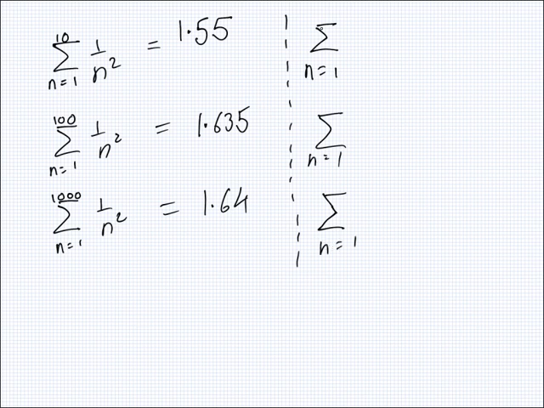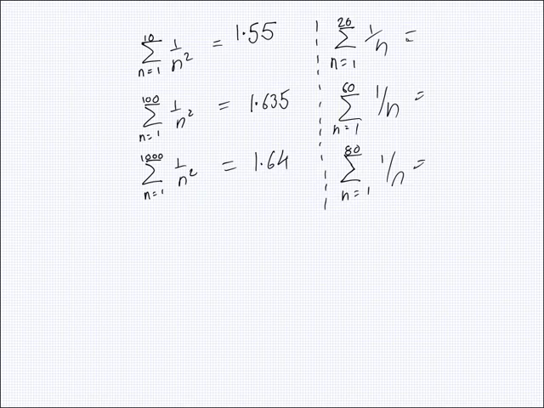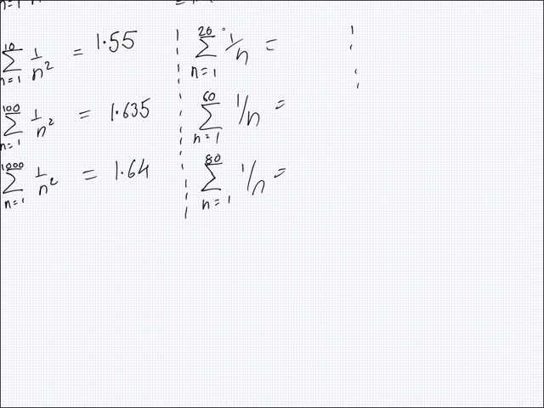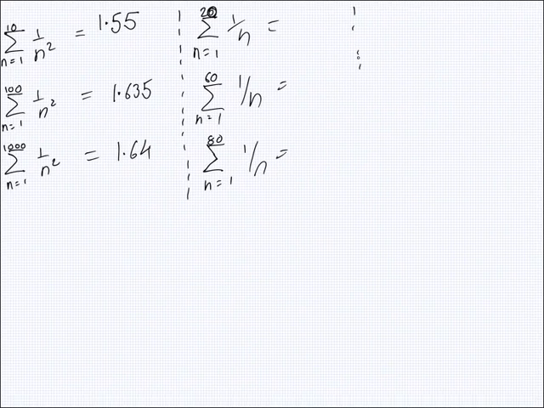Let's say we'll say 20, 60, and 80. And we'll do 1 over n. So that's 20, 60, 80. 3.6 roughly. Okay, next one.